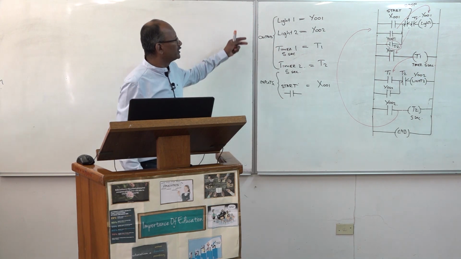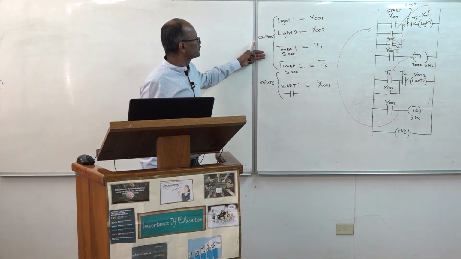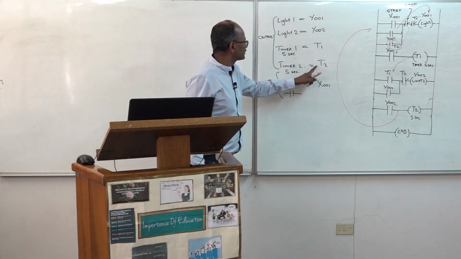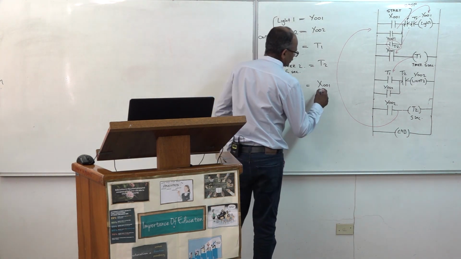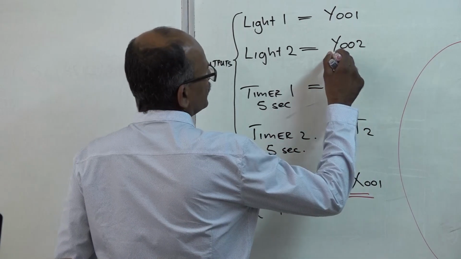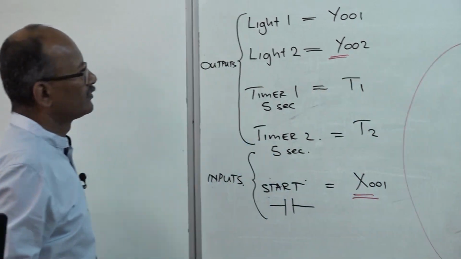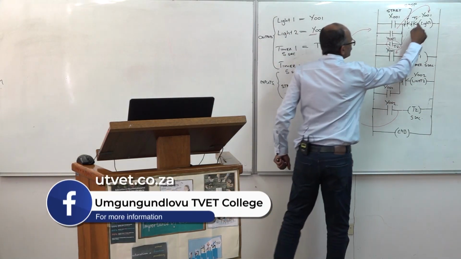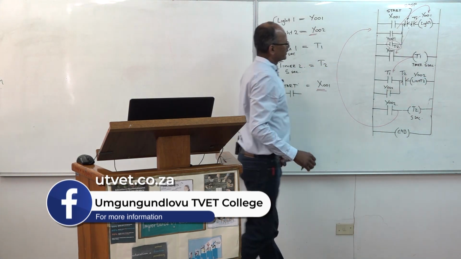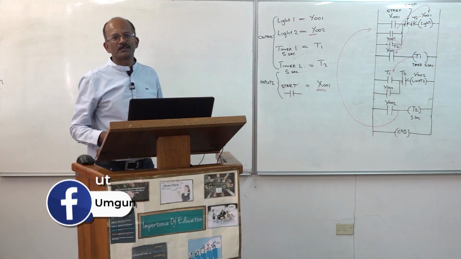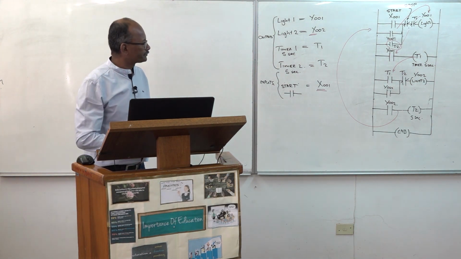I hope you understood the procedure for the design questions. Always, please, start with listing your inputs and outputs. Give them their respective addresses. Always, we're using the X notation for inputs and the Y notation for outputs. And always put your addresses at the top, because your addresses are what the PLC actually understands.